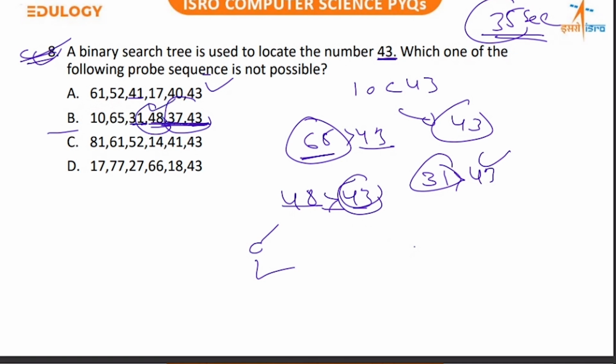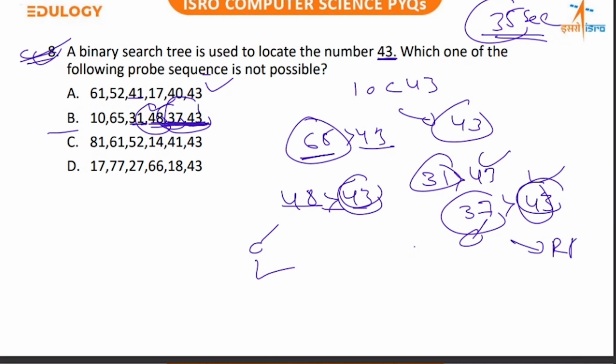Now 37 compared with 43. 43 is bigger and 37 is smaller. So all the values after 37 must be greater than 37, because this 43 will come on the right-hand side. This is smaller, and now we are getting 43. So yeah, this flow sequence is absolutely valid.